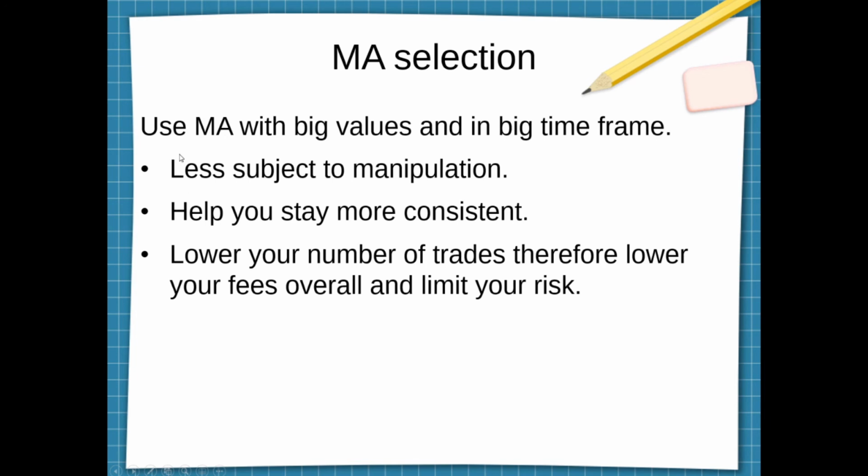So when you use moving average with big values, 50, 99 and 200, they are less subject to manipulation, help you stay more consistent. They lower your number of trade, therefore lower your fee, overall limit your risk. So the more action you take in the market, the more risk, the more exposition you take. So big moving averages kind of prevent you from over trading, which is a big problem, especially when you are new to trading.